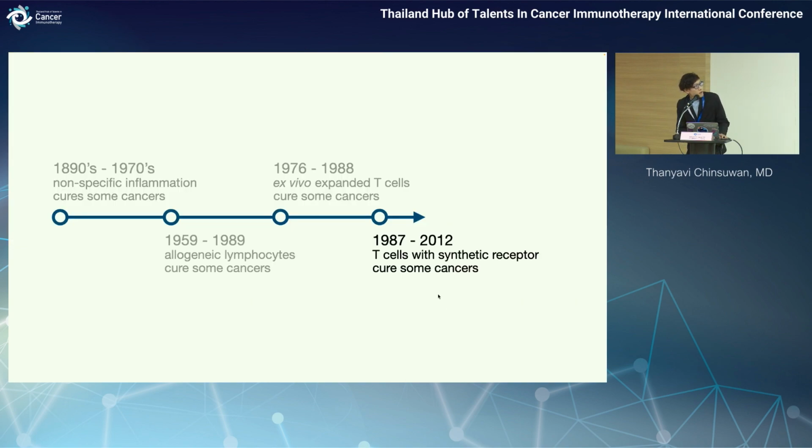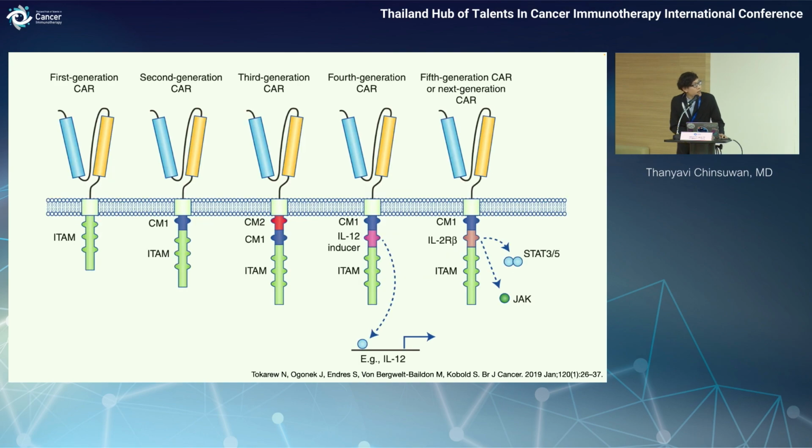So, up until last decade, we knew that T cells with synthetic receptors can cure some cancers. Later on, there would be a lot of developments and further refinements to the design of CARs. The third generation incorporates one more co-stimulatory domain. The most common configuration is 4-1BB ligand and CD28, but other combinations have been tried as well. The fourth generation CAR would incorporate motifs that induce the production of cytokines, and the fifth generation CAR would have functions other than that.